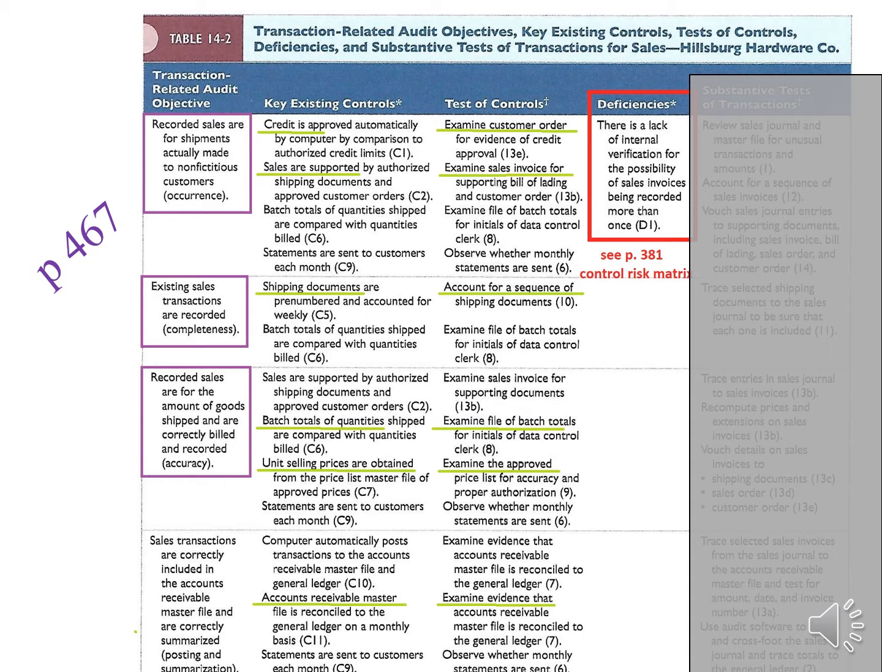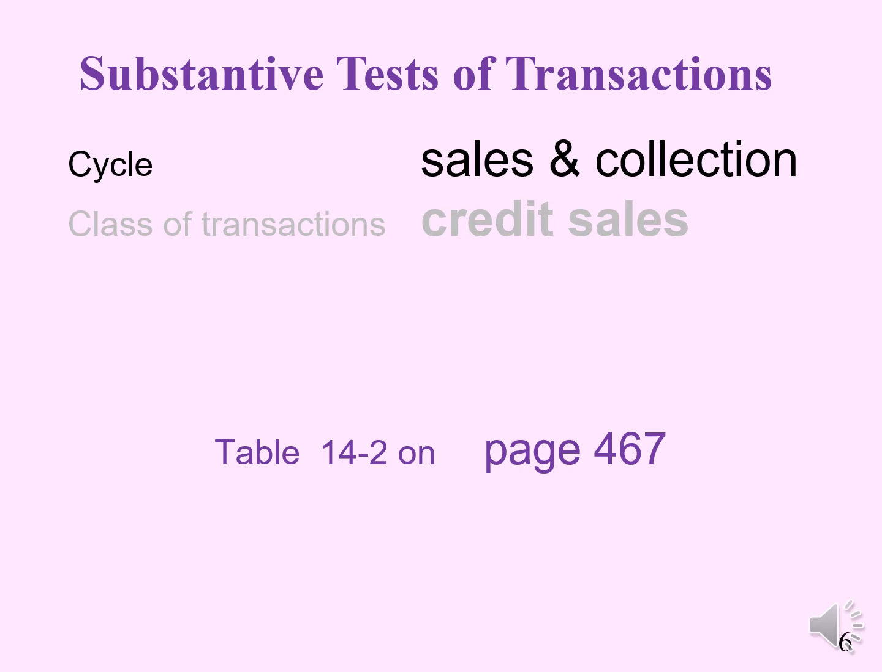Okay. They also say that their selling prices come from the master sales list. So we're going to take a sample and make sure that they do agree with the prices on the master price list. Okay. Now, while we've got that sample of 10 transactions, we're also going to perform substantive tests of transactions.